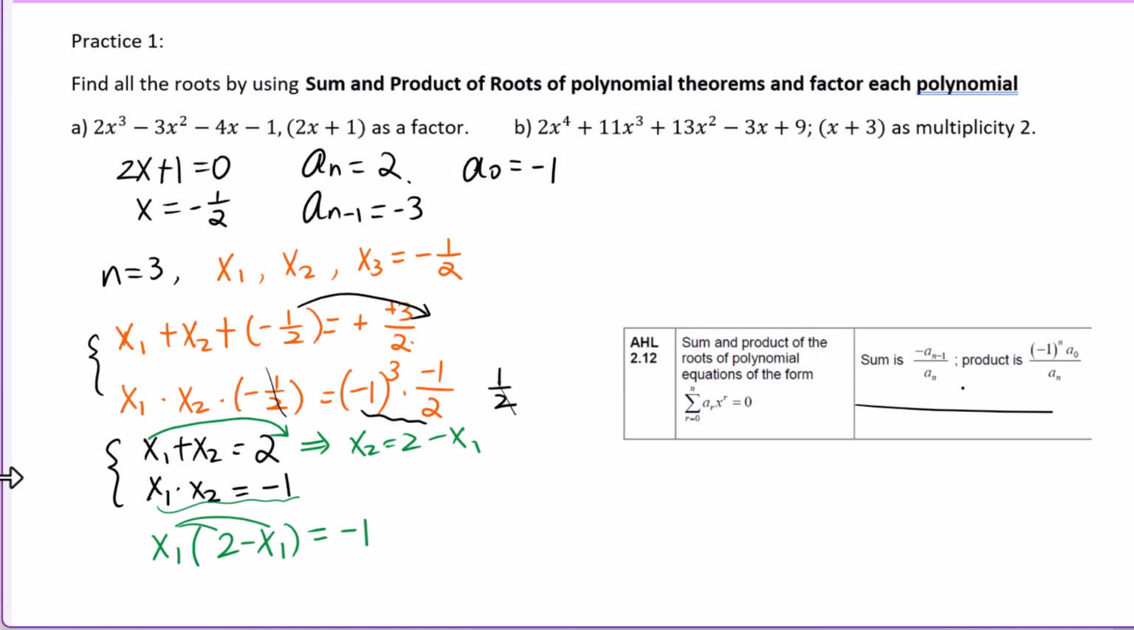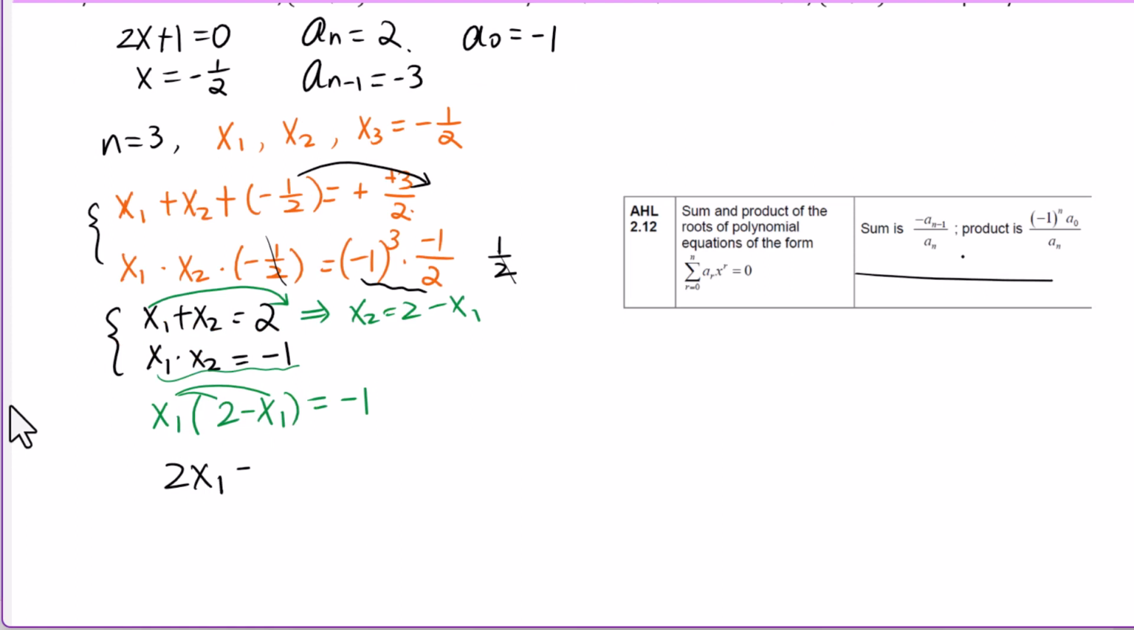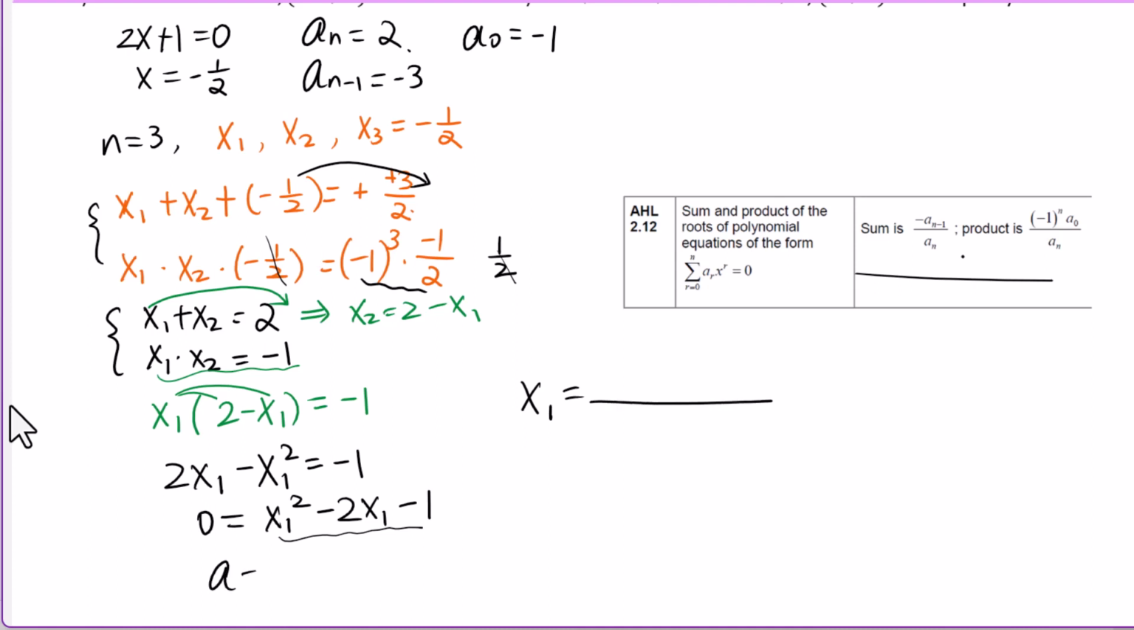Distributive property. 2x1 - x1^2 = -1. Move everything to the right side. 0 = x1^2 - 2x1 - 1. We cannot factor this quadratic function. So x1 equals, a = 1, b = -2, c = -1.